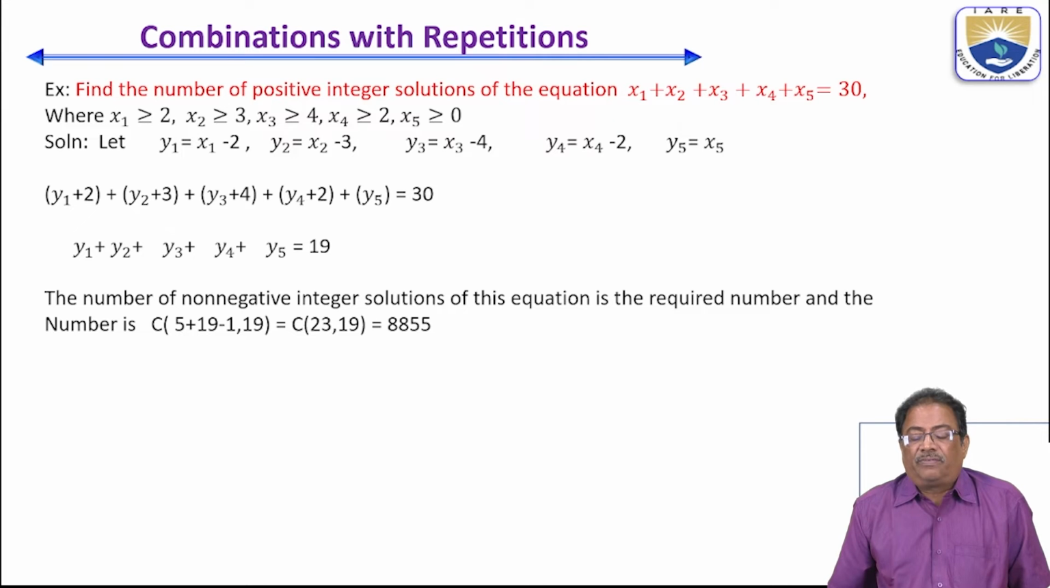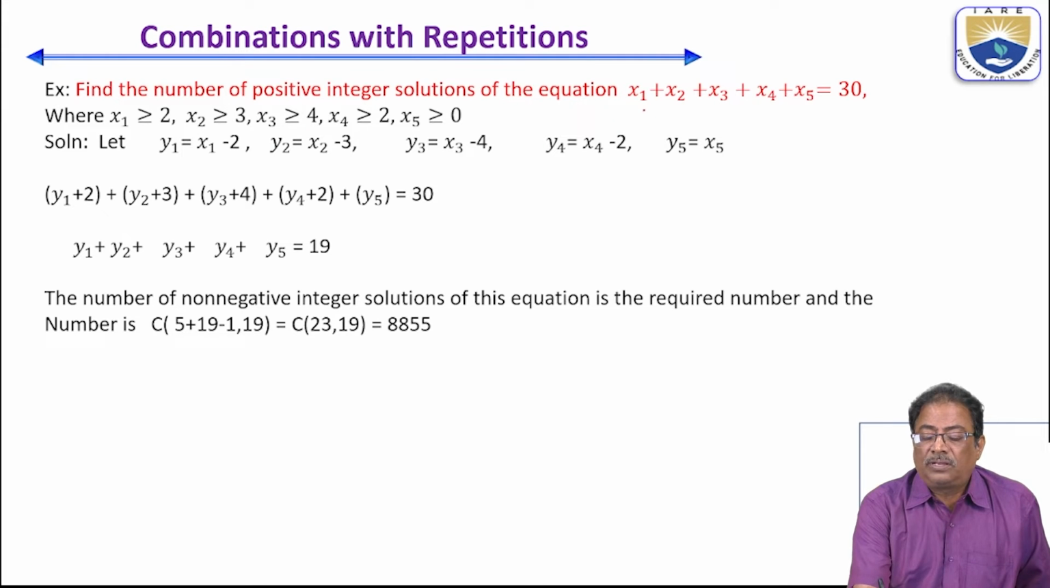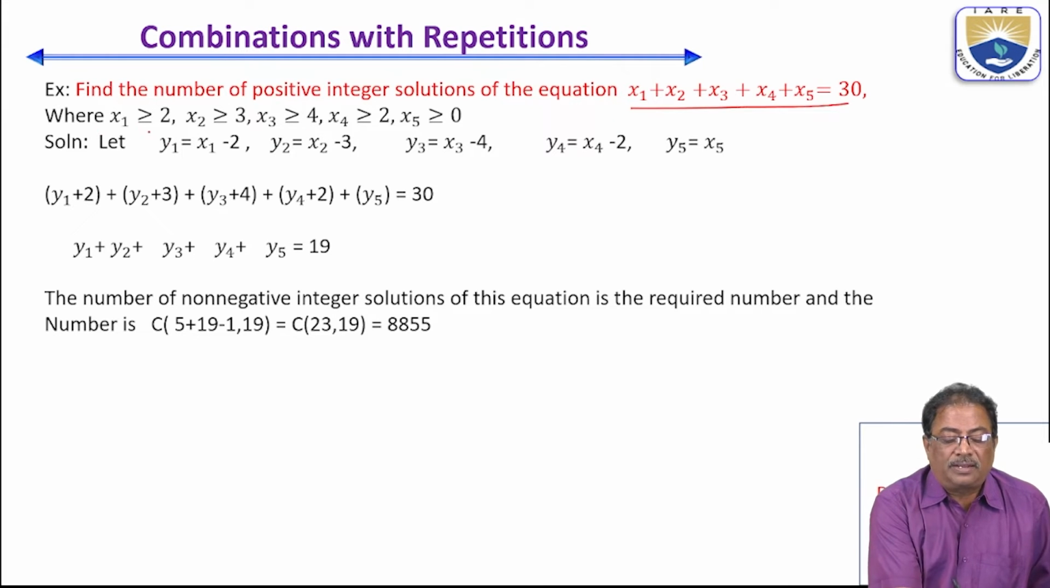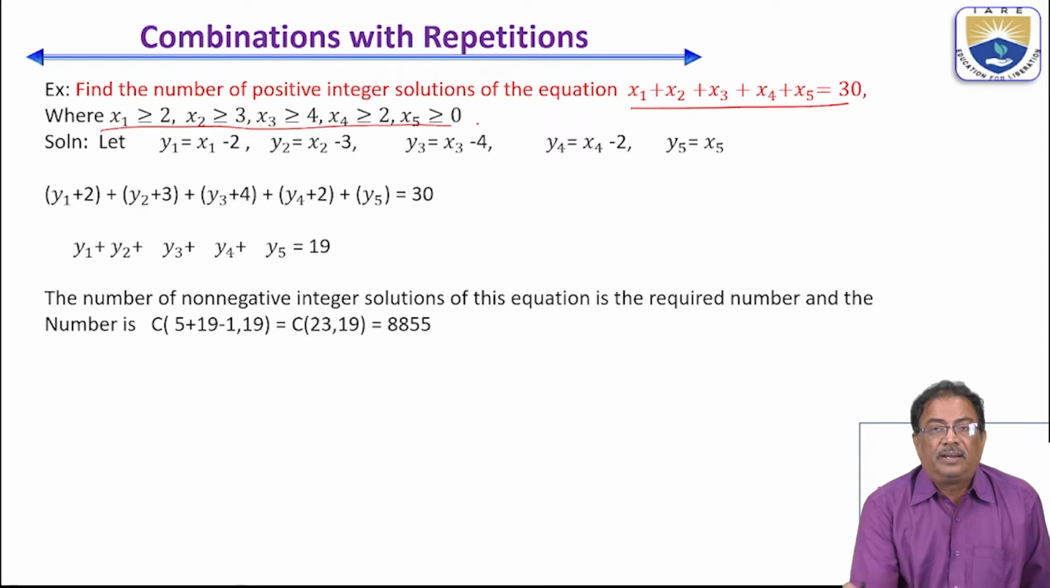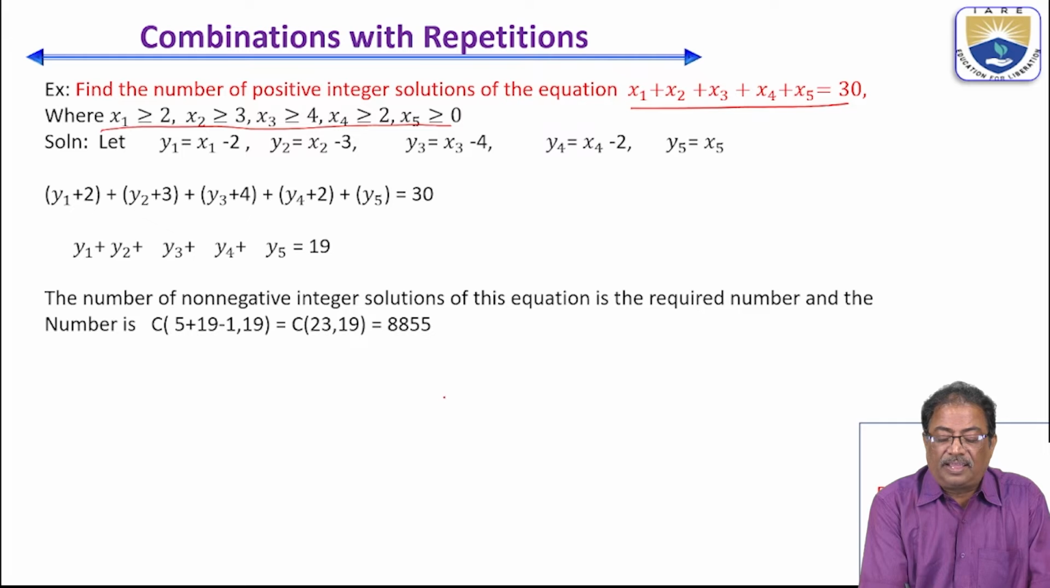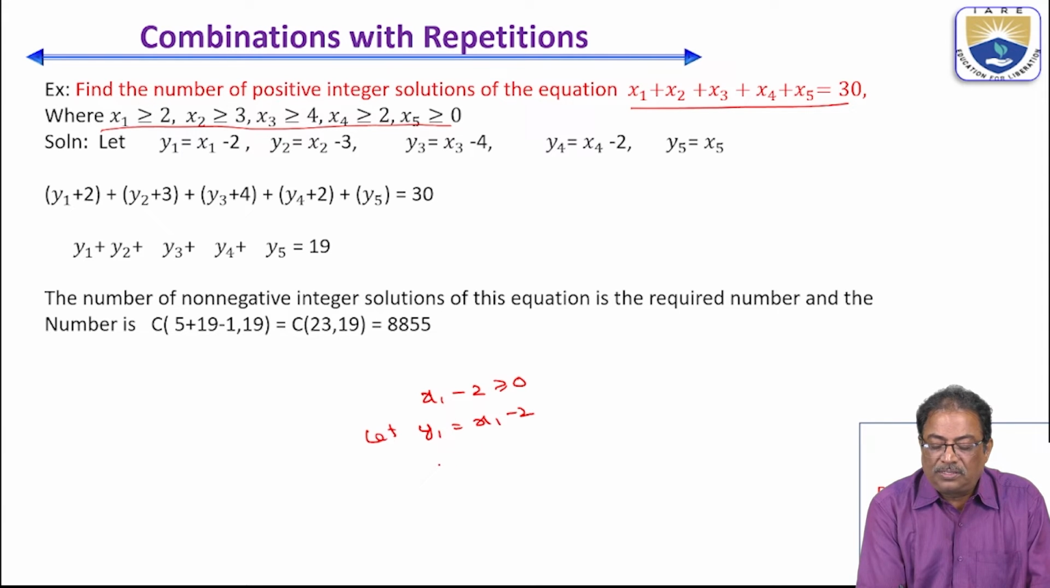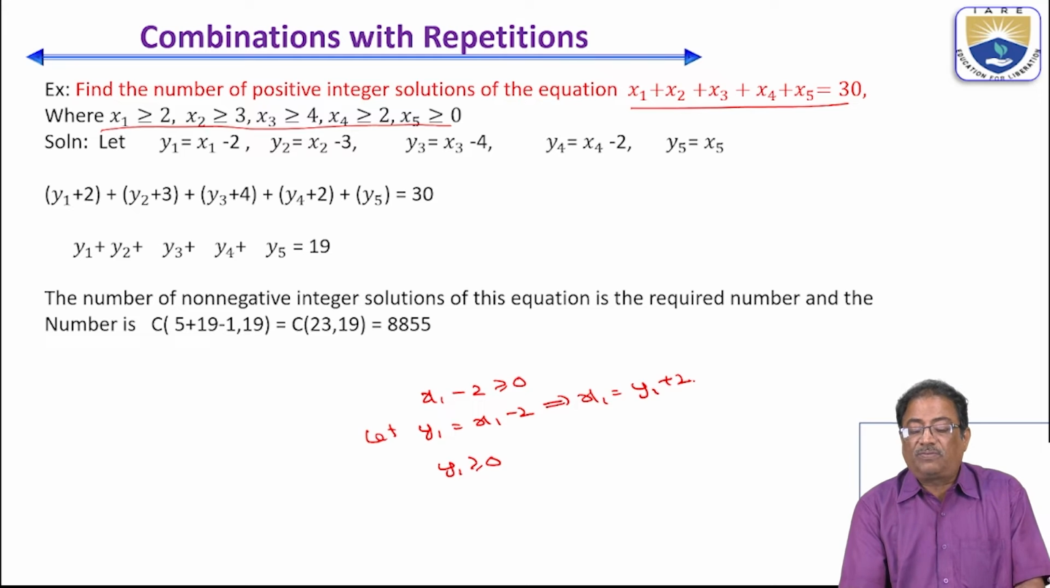Now the second one. This is also an equation, and different conditions are given. So this also we are going to consider as x1 minus 2, which is greater than or equal to 0. Let me take y1 is equal to x1 minus 2. Then obviously y1 is greater than or equal to 0. So x1 is equal to y1 plus 2. This is for the first condition.